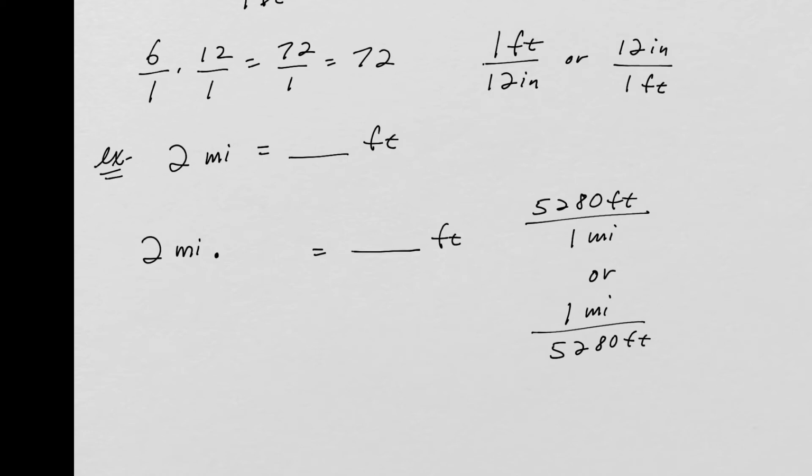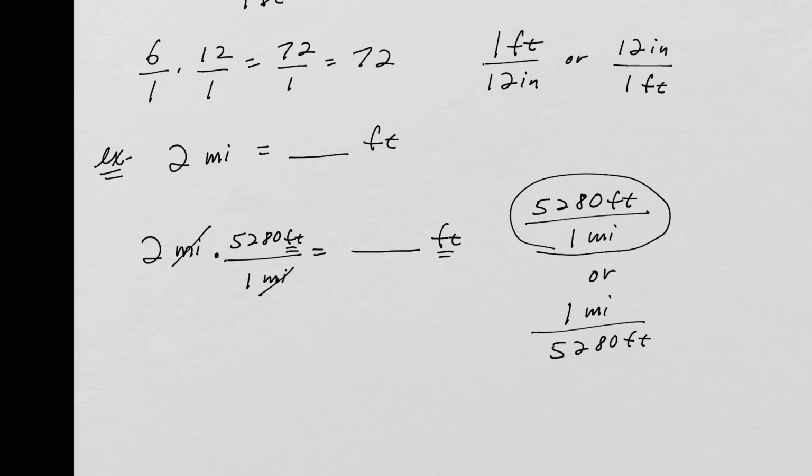So which one do I want to use? Well, I want miles to cancel, and feet to remain. So in my unit conversion factor, I want miles to be in the denominator. So I want to multiply by that one. So this is going to be 5280 feet over 1 mile. Then miles will cancel, and then feet will remain in the numerator in my answer.